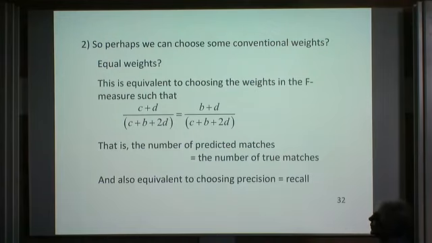But equal weights is a nice and obvious sort of convention that people might be happy with, this saves them having to think. And that of course is equivalent to choosing the weights so that these are equal, and so it boils down to making it equivalent to precision equals recall. So you would force precision equal to recall and report the F measure based on that.